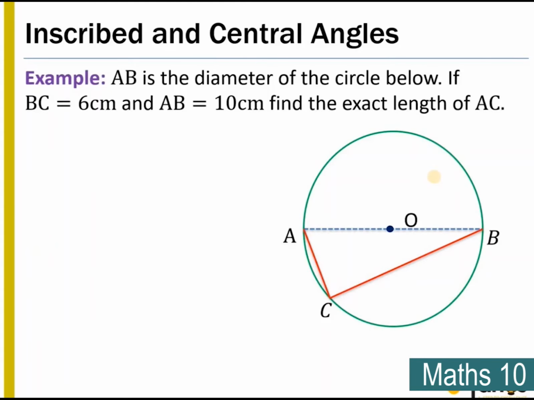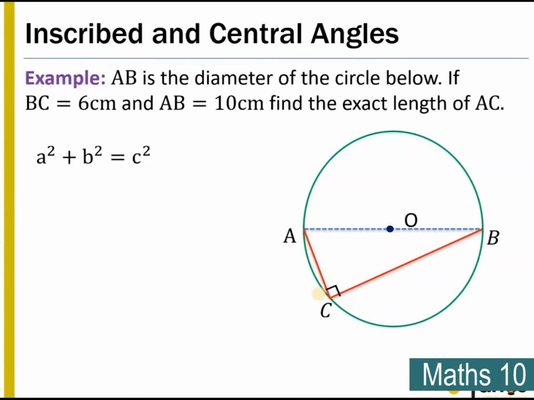Example: AB is the diameter of the circle below. If BC is 6 cm and AB is 10 cm, find the exact length of AC. We can use the fact that the angle inscribed in a semicircle is always 90 degrees, and that means that we have a right-angled triangle. With a right-angled triangle, we can use Pythagoras' theorem.